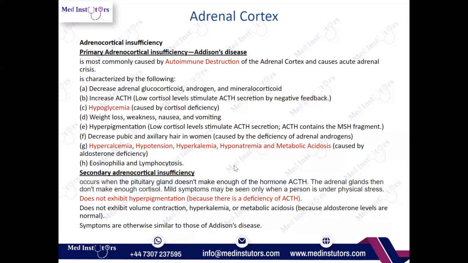So what is secondary adrenocortical insufficiency? It occurs when the pituitary gland is not able to make enough hormone ACTH. And how can we differentiate primary from secondary? In secondary, there would be no ACTH, and if there is no ACTH, there would be no hyperpigmentation. So this is a classic difference. In primary adrenocortical insufficiency, there is increased ACTH because the body is trying to compensate for that loss of hormones, so there would be hyperpigmentation. But in secondary adrenocortical insufficiency, the problem is within the pituitary gland, so there would be no ACTH. Yes, there are all the findings of adrenocortical insufficiency, but there would be no hyperpigmentation.